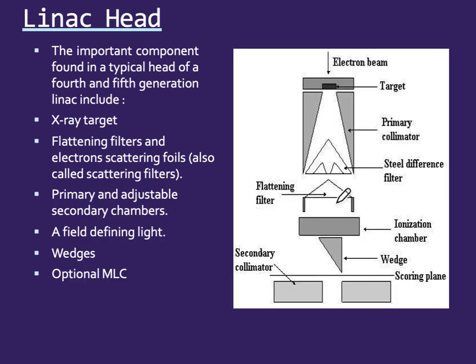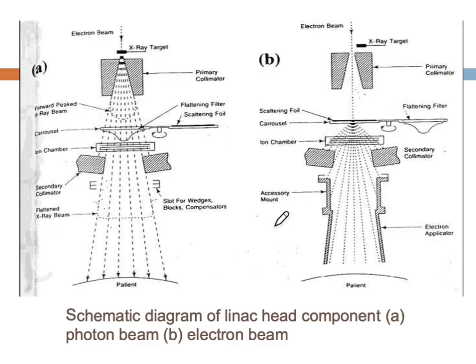Okay, and the Linac head is also there. Here the electron beam comes and goes to the preliminary collimator, and then the secondary collimator, and then wedges and different parts of the Linac head you can see in the figure. And then finally, this is the diagram. A and B. This A is the photon beam which can fall on a patient.